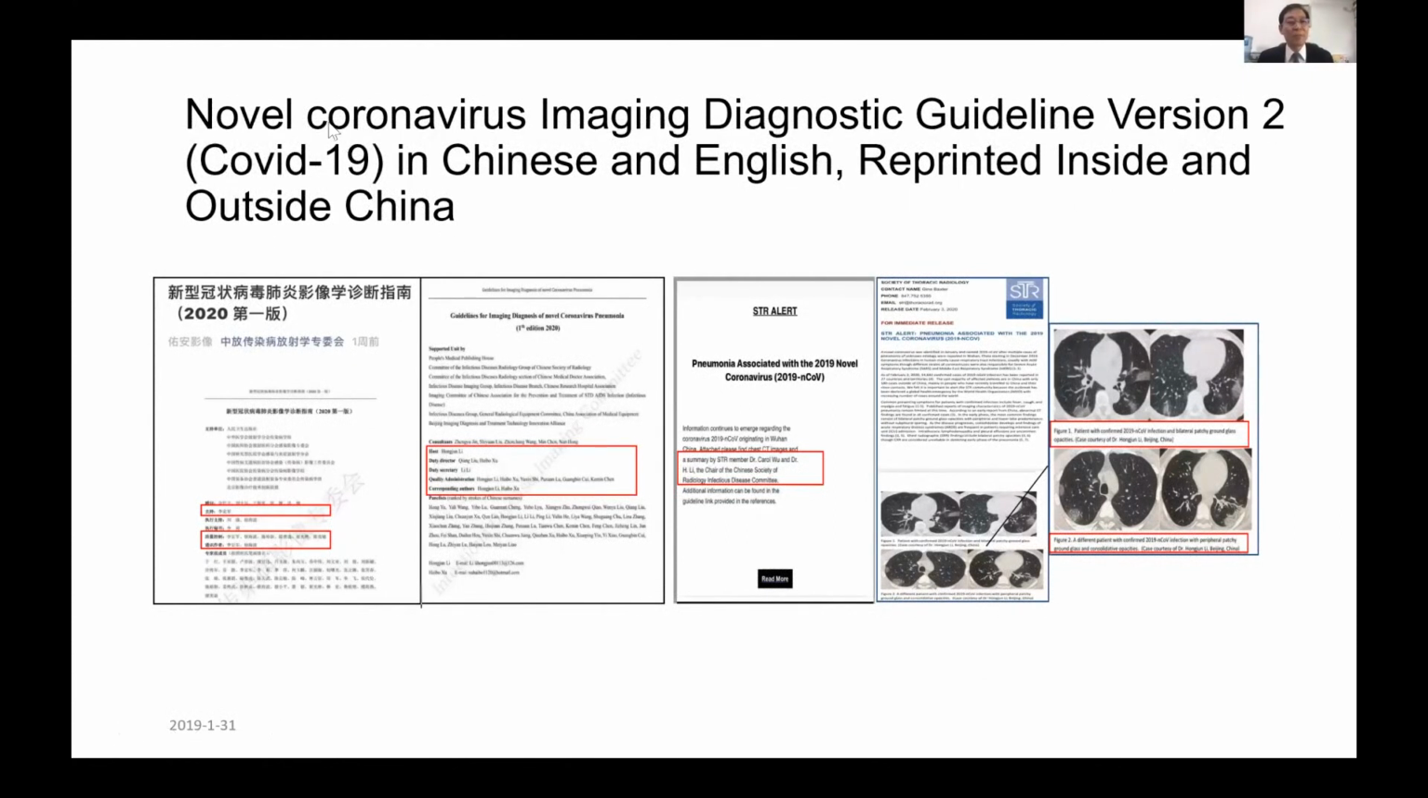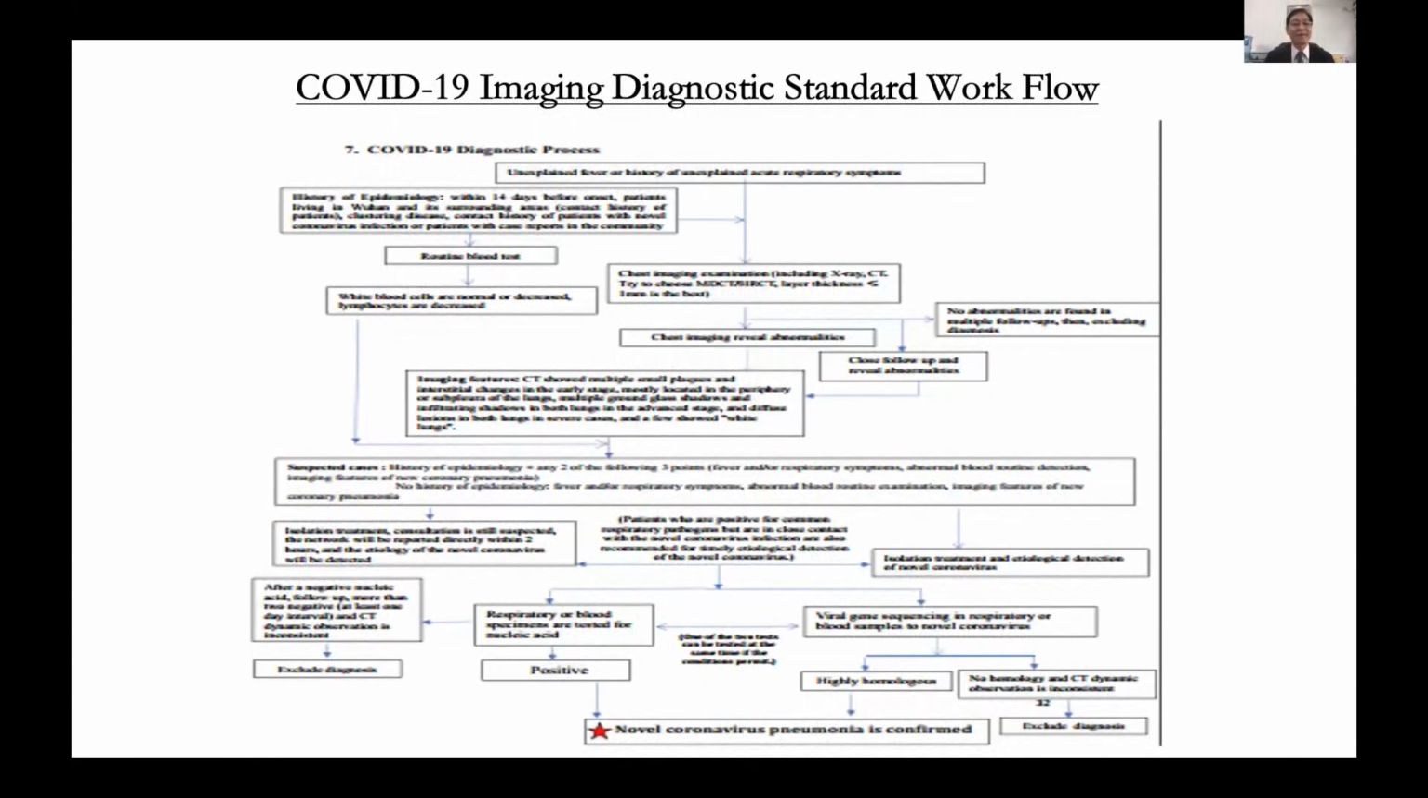Novel coronavirus image diagnostic guideline, version 2, in Chinese and English, reprinted inside and outside China. This is the COVID-19 image diagnostic standard workflow. If you want to go into detail, you can visit the website.